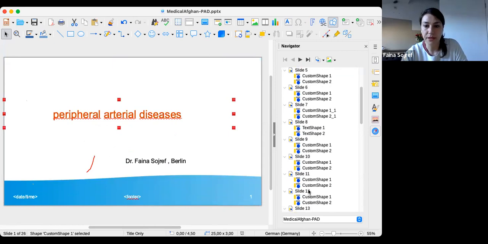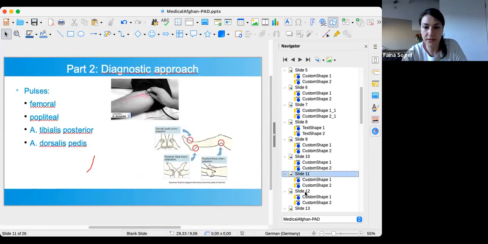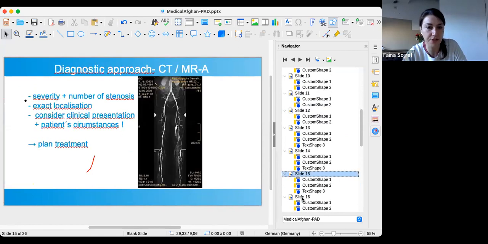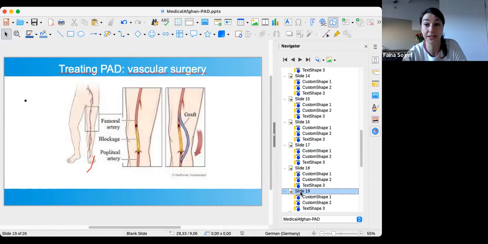Oh, what has happened? Hang on, we have lost our slide. That's unfortunately the disadvantage of our untraditional methods, but we are gonna deal with it.